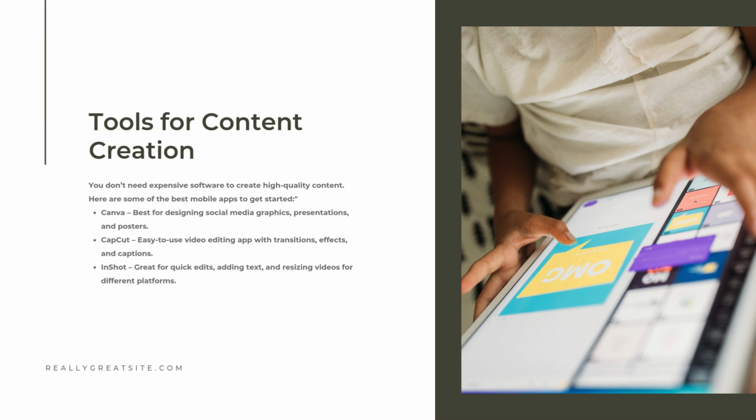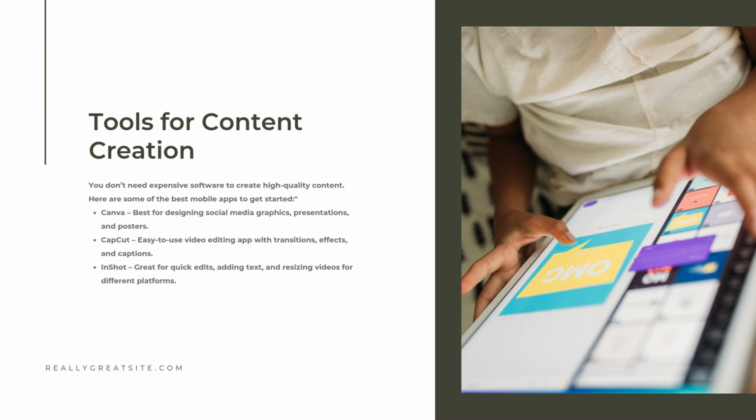So here are some tools for content creation. We have Canva, we have CapCut, and we have InShot. Canva is best for designing social media graphics, presentations, and posters. I'm sure you would also learn more about graphics in this module as well. And then we have CapCut. CapCut is an easy to use video editing app with transitions, effects, and captions. We are going to be exploring CapCut in this module as well.